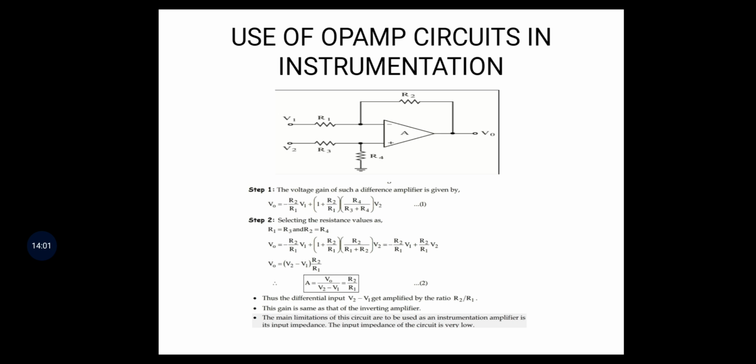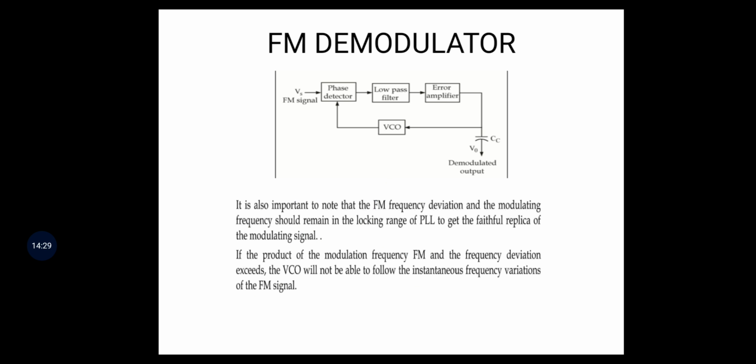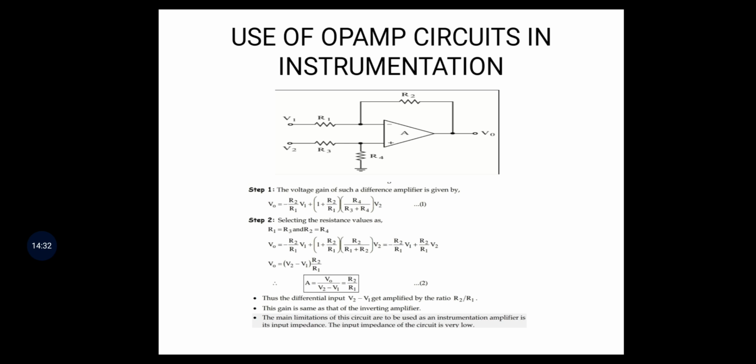Thus the difference input V2 minus V1 gets amplified by the ratio R2 by R1. This gain is the same as that of the inverting amplifier. The main limitation of this circuit for use as an instrumentation amplifier is its input impedance. The input impedance of the circuit is very low.